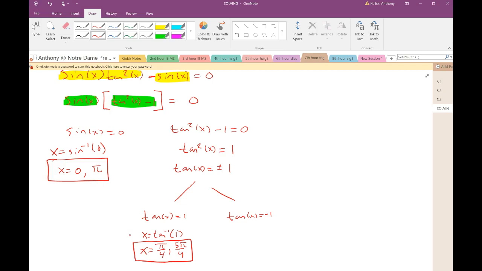Okay, let's do the same thing for tan x equals negative 1. So for that, I need the x and y to be the same thing, but opposite signs. So I notice that happens at 3 pi over 4 and 7 pi over 4.